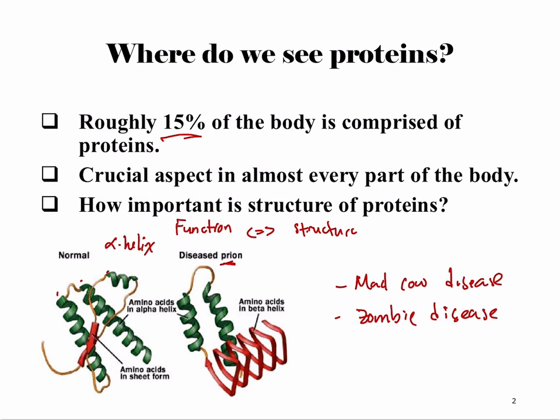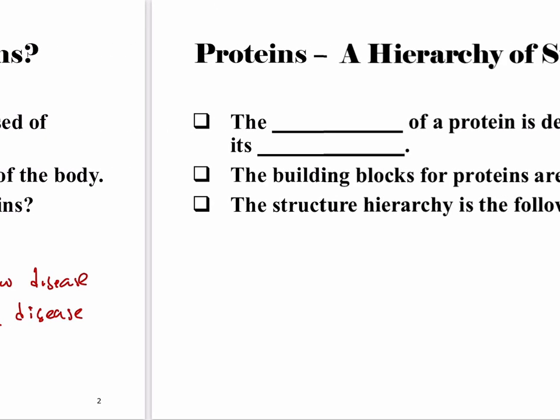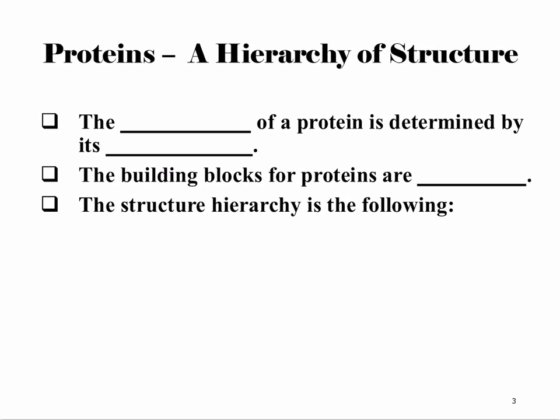These different diseases are caused by misfolded proteins that then can induce other misfoldings in other proteins, right? So proteins are everywhere in biology, and in my opinion, one of the most interesting and most important biomolecules that we look at. And so there's a hierarchy of structure in proteins. The function of a protein is determined by its structure. So again, we're seeing that structure and function correlation. And proteins are built on what are called amino acids. Every single amino acid has the same basic structure except for one part that we'll talk about.